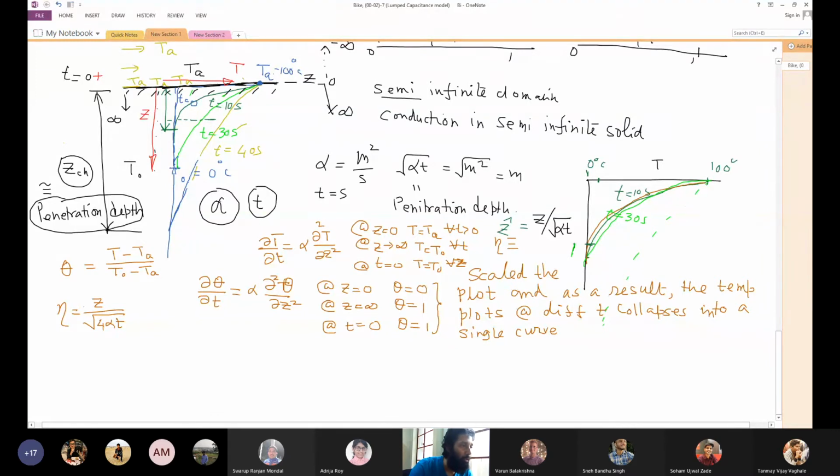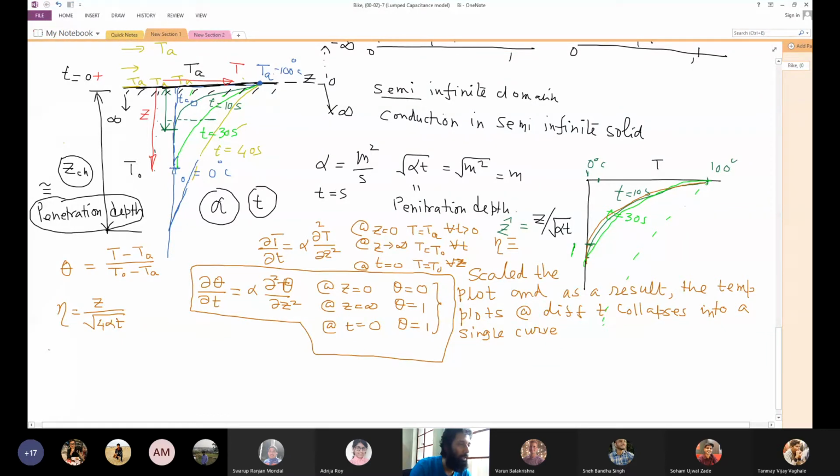So eta equals z over the square root of 4 alpha t. Now our next task is to transfer this equation and boundary condition in terms of eta. So first we have to replace all these derivatives in terms of eta, and also the boundary conditions.